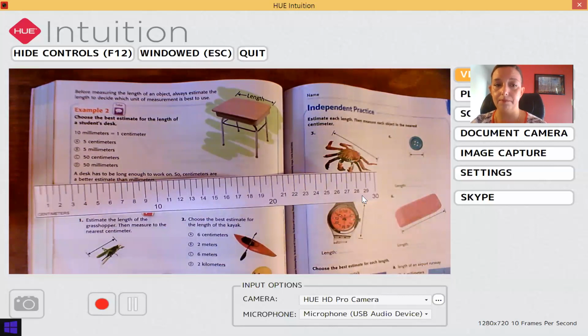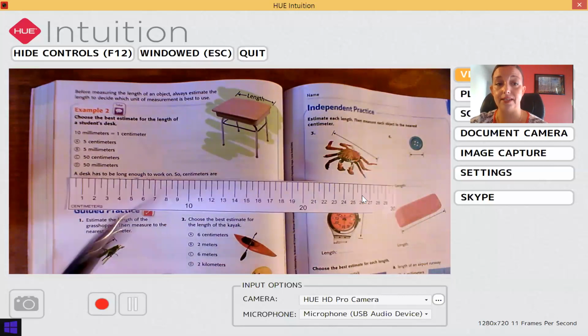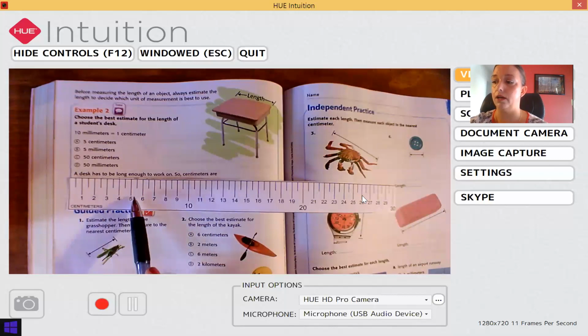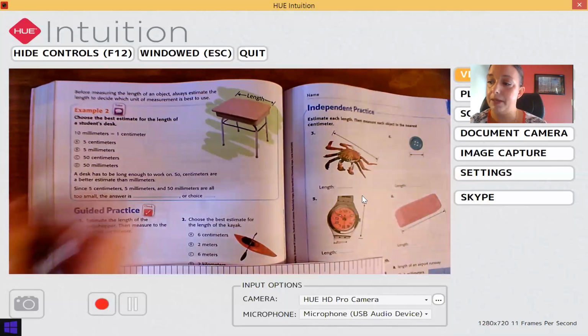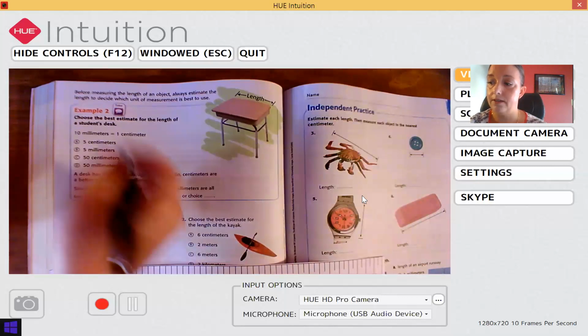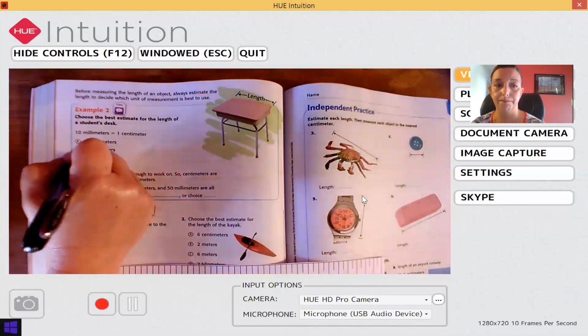50 millimeters. Remember, there's 10 millimeters in every centimeter. So that would be 10, 20, 30, 40, 50. That would only be 5 actual centimeters. So that is not a good estimate either. So the best estimate is 50 centimeters, okay?